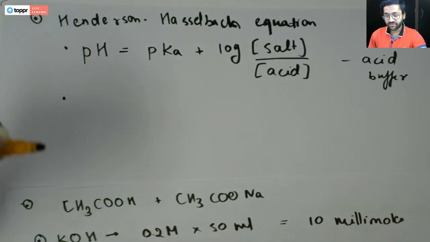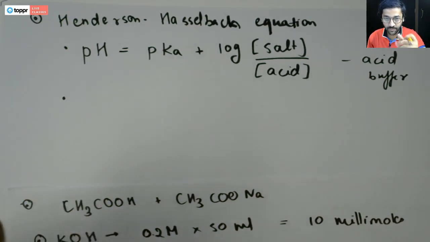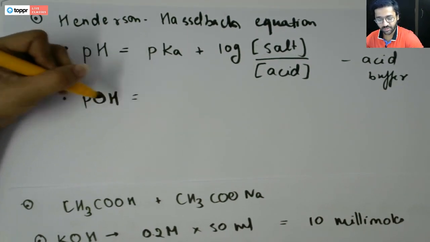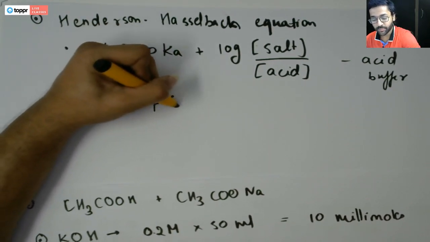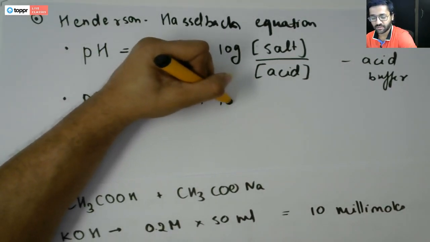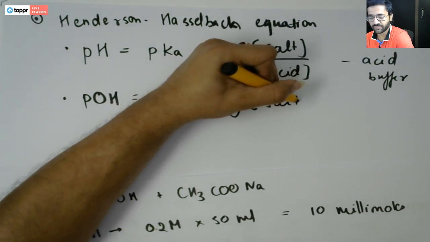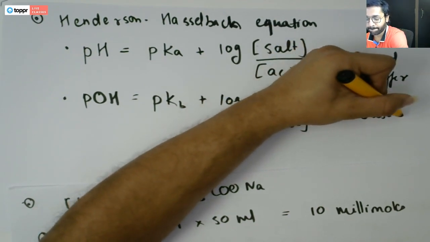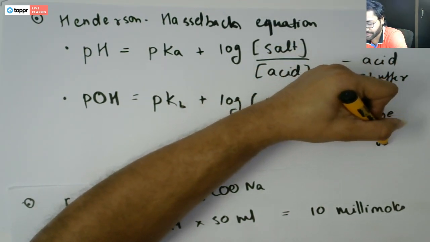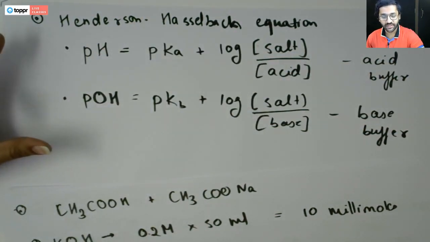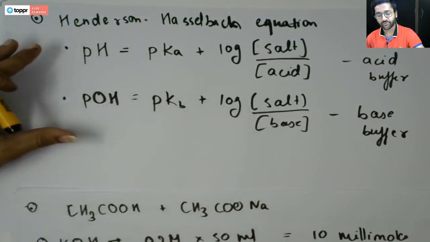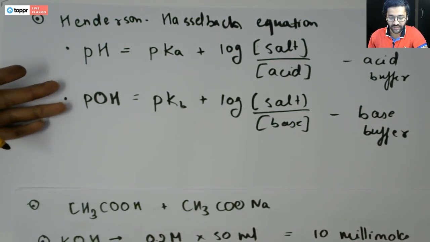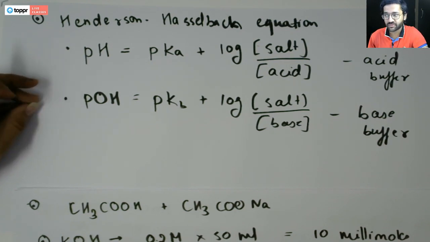Whereas if you want to calculate for a basic buffer, since a base is involved, we can't find the pH directly, we'll have to find the pOH. So the pOH will be equal to pKb plus log of concentration of salt by base. This is for a basic buffer. So these are the two very important equations that we have to note down for finding the pH and pOH of a buffer solution.